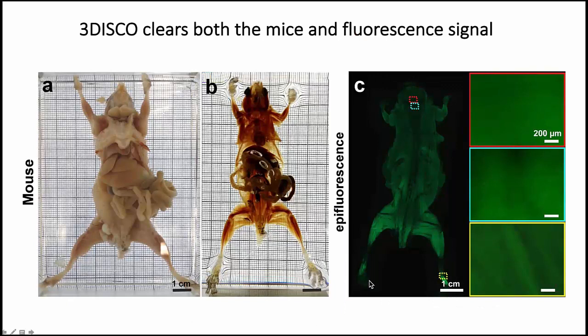So first, let's see how 3DISCO performs on whole body clearing. Well, we started with our good old method, 3DISCO, on a Thy1-GFP animal. Here's before whole body clearing with 3DISCO, and this is after. Clearing looks not bad, nice, but when we look under the microscope, there is no signal coming from the brain or spinal cord. Here are the zoomed images. You can see that very, very dim signal, if any, survived.